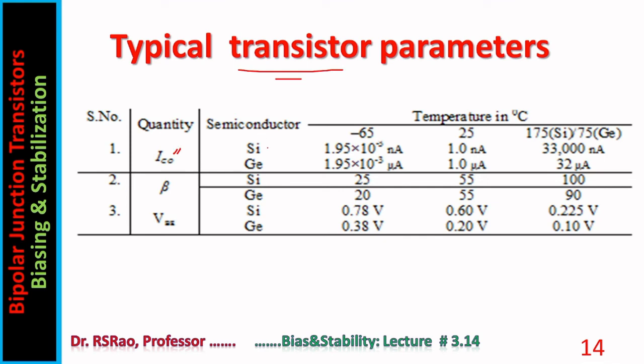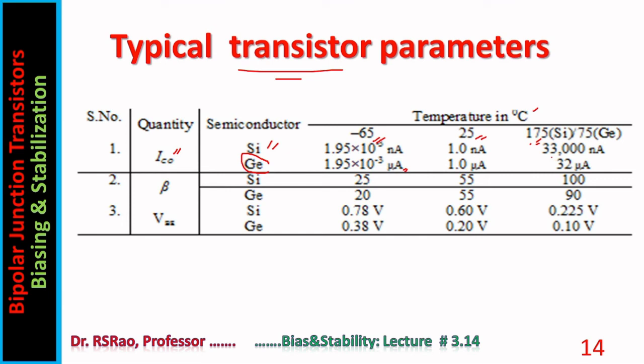IC naught for silicon transistor is 1.95 into 10 power minus 3 nanoamperes. For germanium, 1.95 into 10 power 3 nanoamperes, that is microamperes. So for germanium, IC naught is more. This is at minus 65 degrees centigrade. At 25, which means room temperature, it is 1 nanoampere for silicon, 1 microampere for germanium.